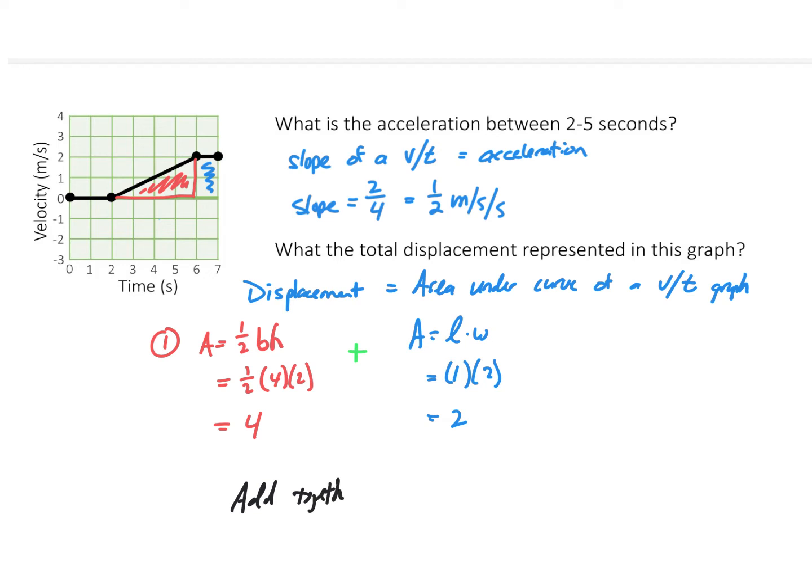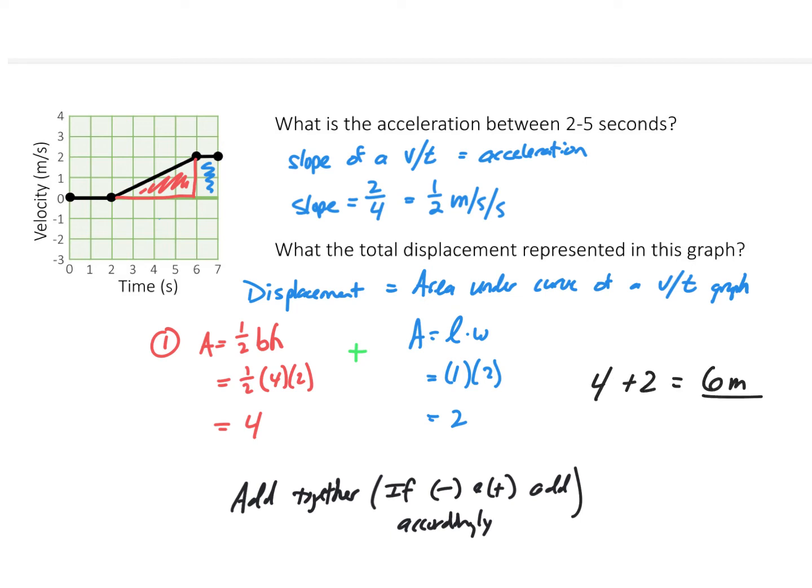When you're adding this together, be very careful of any positive or negative area that you might have calculated. In this case, both are positive, so that's okay. We're just going to add them together. However, if one is positive and one is negative, you're going to have to account for that in your final addition or sum of all of the areas. So in this case, we're just going to add 4 plus 2, both positive, and that equals 6 meters. So my displacement would be 6 meters from my start.